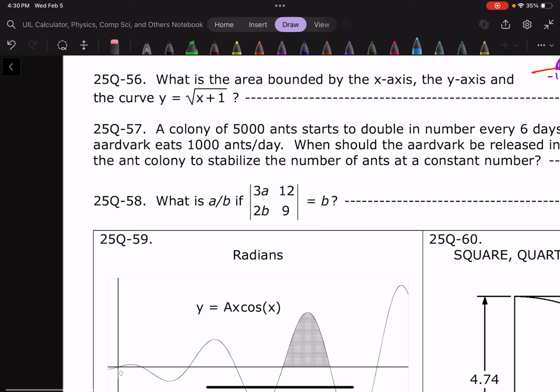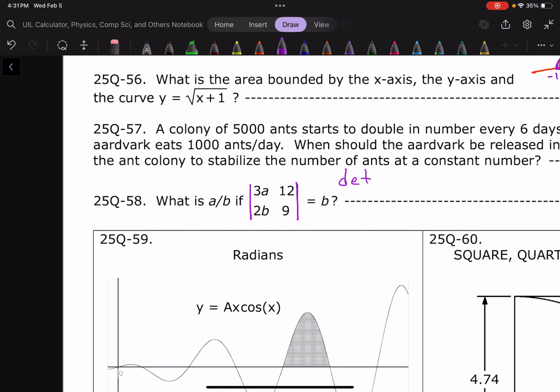Oh man, 58 looks funky. Normally we're thinking, hey, this is a matrix problem, but the brackets are gone. There are these vertical lines, and then they want us to solve for A over B. How do we solve that? These vertical brackets are telling us that we want to get the determinant of the matrix. So in our calculator, we would put in the matrix with these elements in there and then calculate the determinant.